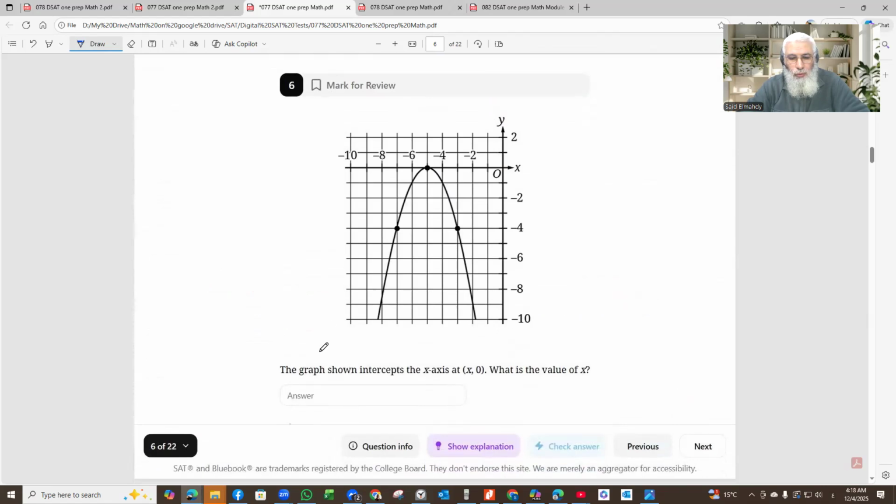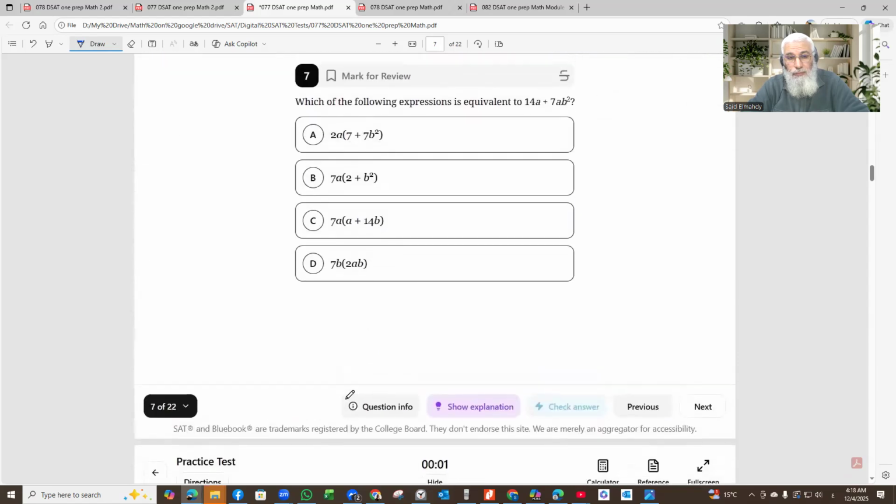The graph shown intercepts the x-axis at x0. So this point is on the x-axis, x0. This is -5, -4, -5, -6. What's the value of x? X is -5. Answer is -5.